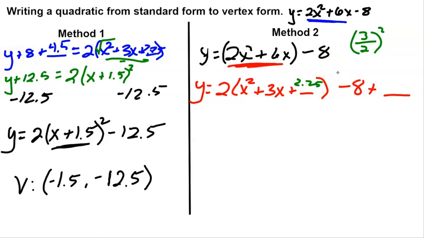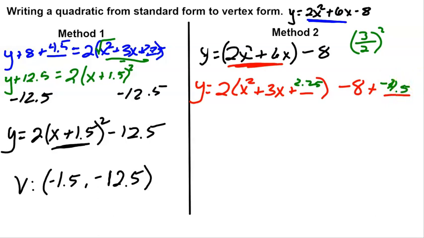But because I factored out a 2, I got to multiply that 2.25 times 2, which will give me 4.5. And since I'm adding 4.5 on the inside, I have to do the opposite on the outside, which means I'm subtracting 4.5 out here.